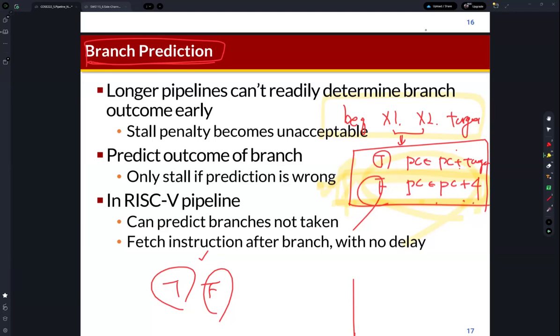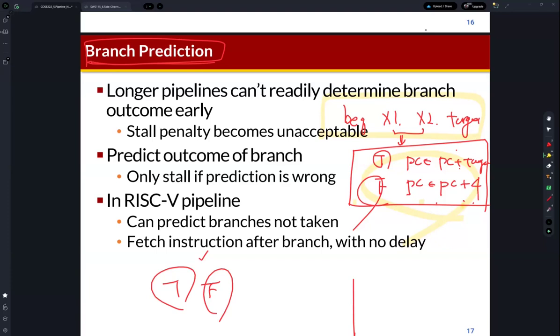So this is the basic branch prediction in the RISC-V processor, the very simple 5-stage pipeline processor, right? So we can just assume that the result of a branch is always false, right? And then we can just fetch the next instruction.